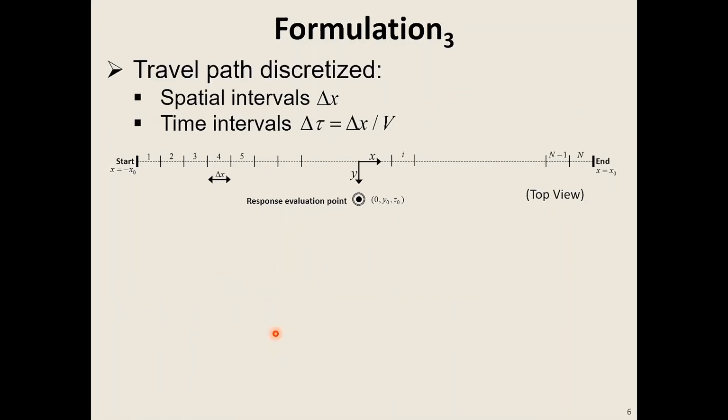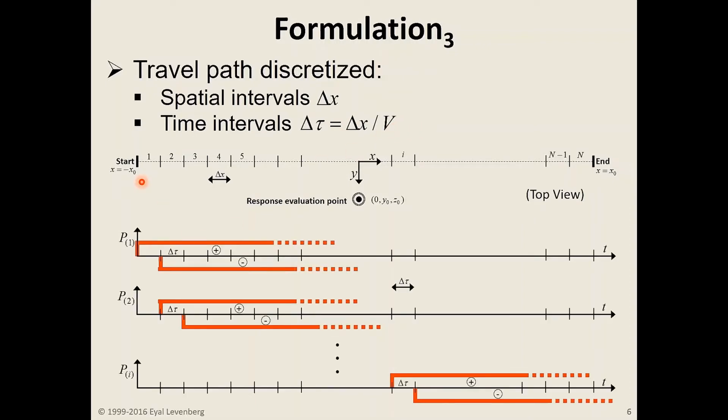Now, in order to solve the moving load problem, the travel path was discretized into intervals with length delta x, and during each interval the load is hopping from location to location and dwelling on each point for a short time period called delta tau, which is simply the spatial discretization divided by the speed of movement. For each point on this travel path, the load spends time delta tau on that point before jumping over to the next. So here is the load applied at point number 1, and the load is applied as a step and remains constant throughout.